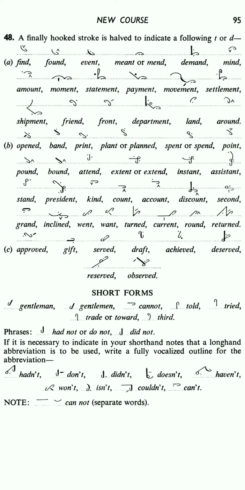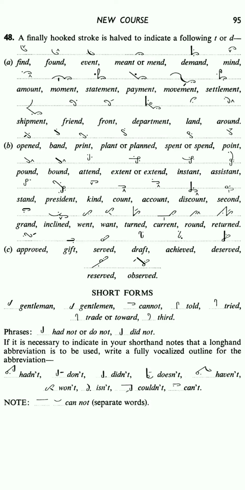Draft. D halved here with R hook with F hook above the line. Light dot on the first place of D after it. Achieved. J halved with V hook. Light dot on the first place of J before it. Heavy dot on the third place of J after it. Whole outline above the line.